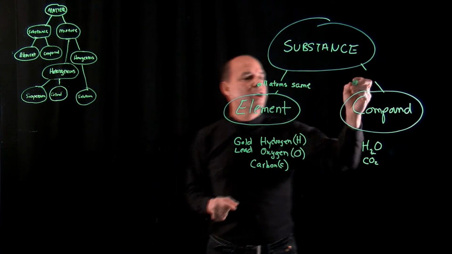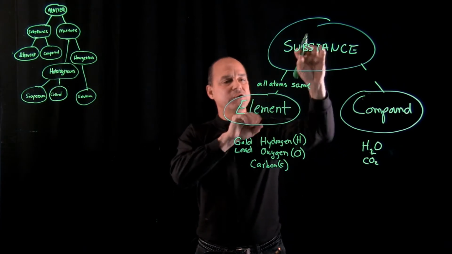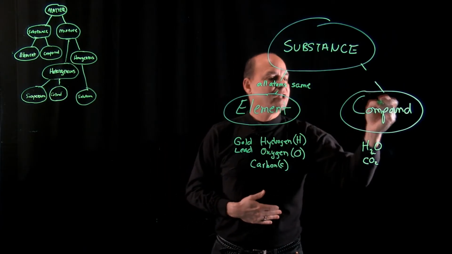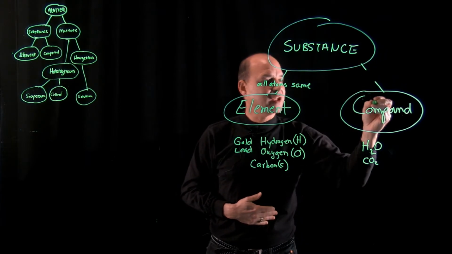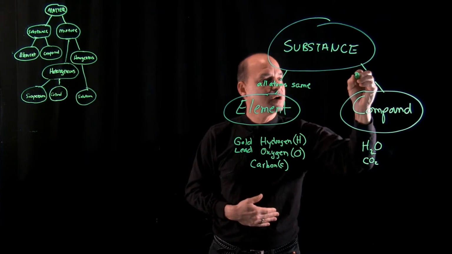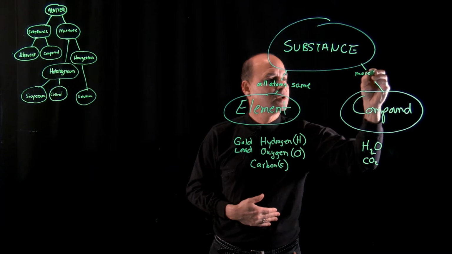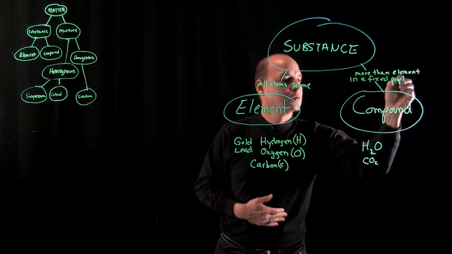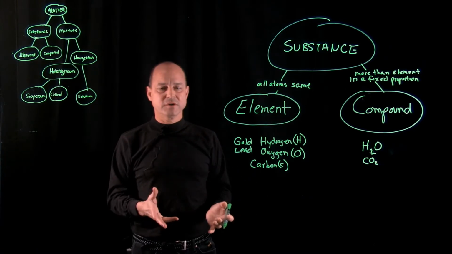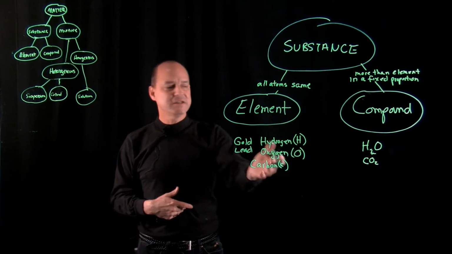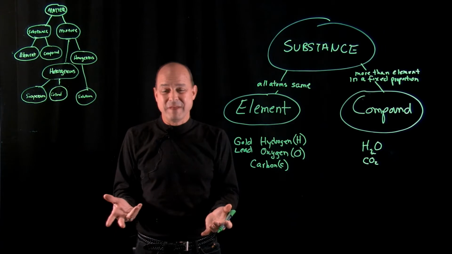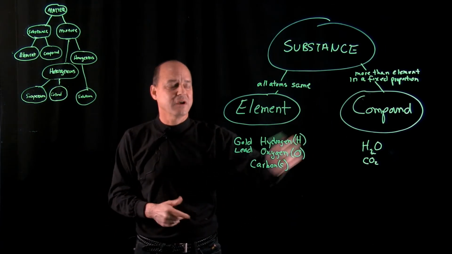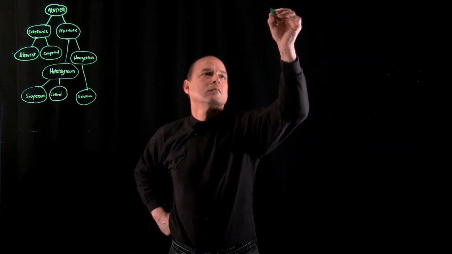All right, so again, it's not just that you put the names in the bubbles, you're following along writing, right? You want to write up here the relationship between a substance and a compound. It's more than one element in a fixed proportion. Okay? Make sure you list these examples because on the test I might ask, what is CO2? And you'd have to say, oh, it's a compound, right?